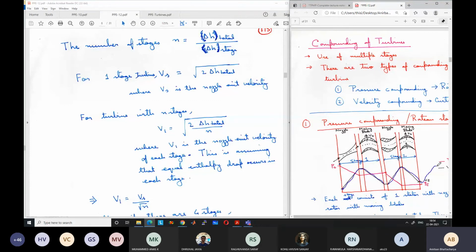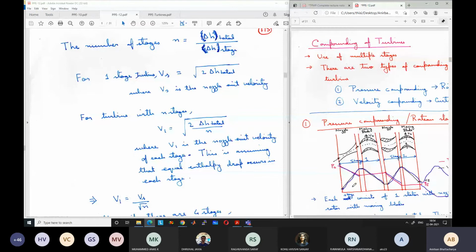What are the things which will change from each stage? Pressure will change. Pressure will decrease. Each stage nozzle will have a decrease in pressure. So here you see that the average pressure is higher, here the average pressure is lower. In the next stage pressure will be even lower, then in the next stage even lower, like this. And the average enthalpy and average temperature also will become lower.